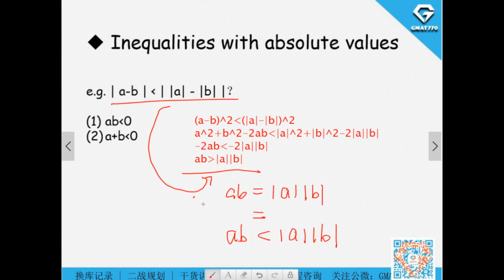So what does that mean? No matter what the values of a and b are, this question has only one answer. It is false. So in this question, we don't have to look at statement 1 and statement 2. Even if we have statement 1, the product of a and b is less than 0, it cannot change the conclusion that this question is false. So statement 1 is sufficient, and also statement 2 is sufficient. So the official answer to this question is D.